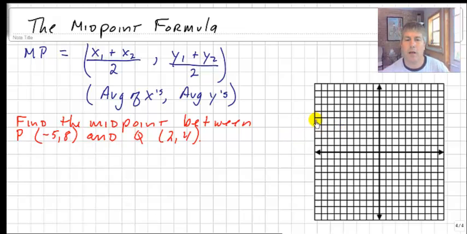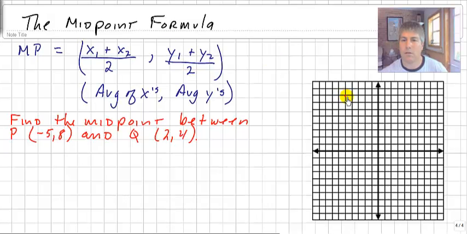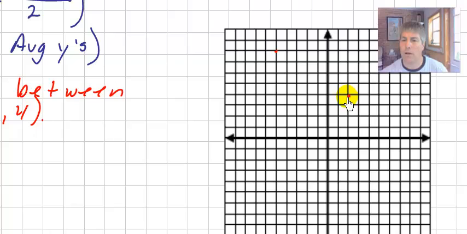On to the midpoint formula. The midpoint formula allows us to find the middle between 2 points. So if I looked at the points (-5, 8), let's go ahead and plot those 2 points. And the other point, (2, 4). So 2 on the x, 4 on the y. So we'll plot those 2 points. Okay, so that's (2, 4), and that's (-5, 8).